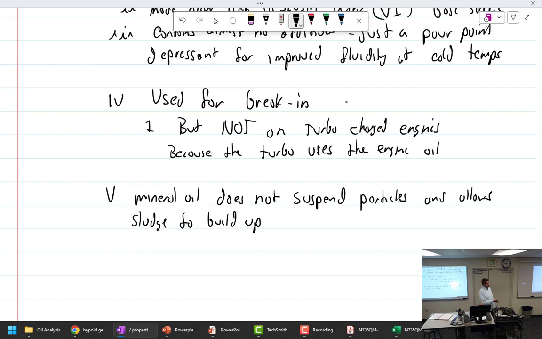Then why am I using this oil? It's what we've always done. So why do we use straight mineral oil to break in? Best answer I have is because it's what we've always done.